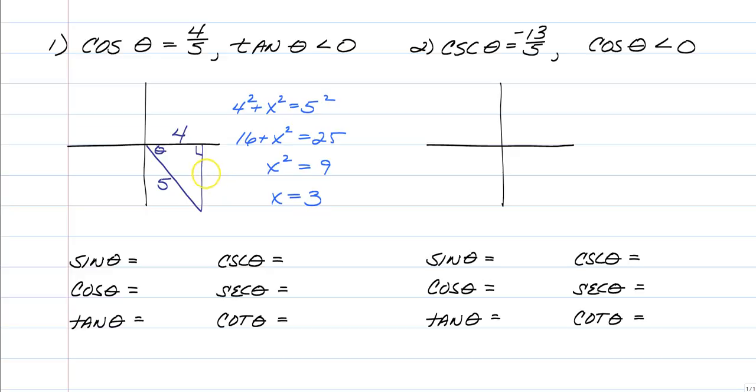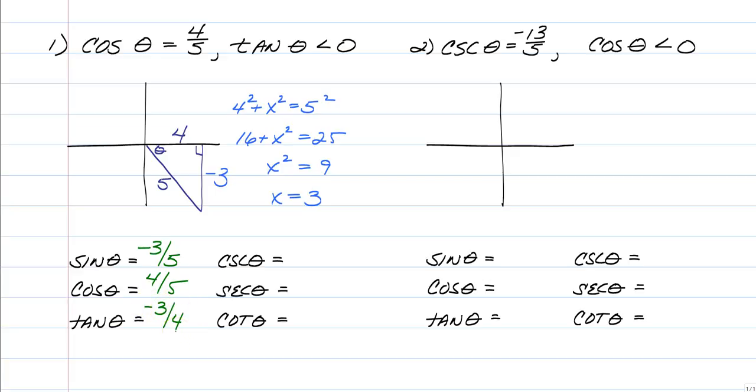However, you have to pay attention to the fact that you are in a negative y territory. So our y value going down is going to be a negative 3. But now we have everything we need to finish the problem. All we have to do is take our sine, which is opposite over hypotenuse, so it's a negative 3/5. We were given cosine is 4/5, so that's still good. And then we have our tangent, which is opposite over adjacent, so negative 3/4.